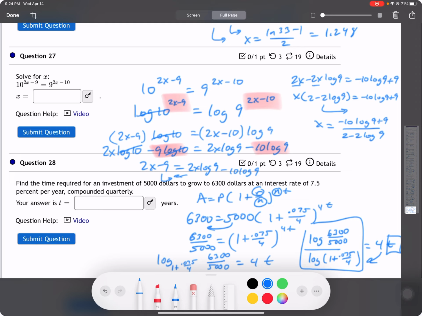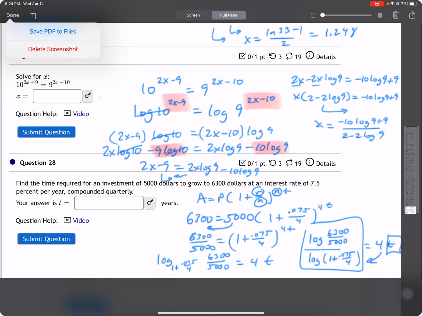Okay, and that's it. This is probably the hardest problem. This and number 27. And we're good.